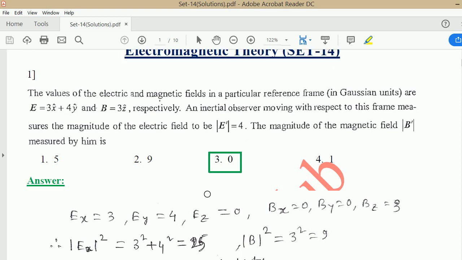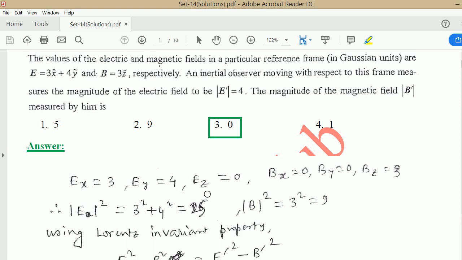Now look, if we apply the transformation rule, the transformation from electric field to magnetic field or magnetic field to electric field, then the calculation will become very lengthy and clumsy. I have tried that and I did not post it here. So I found an alternative, using the Lorentz invariant property, and I think the question setter wanted this to be applied.